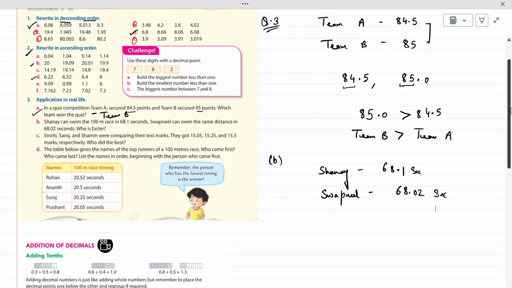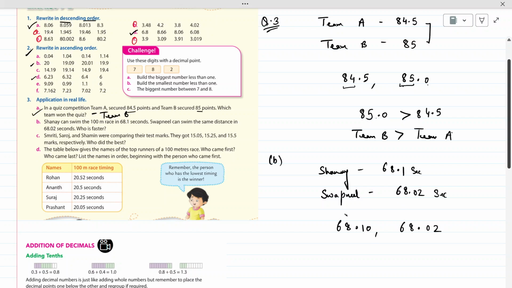So for that, we will see that the person who has swum in the less time is faster, right? Who has taken less time. So we have to find which is smaller among these two. So when we see both of these numbers, 68.1 and 68.02, let us change them to like decimals first. So for that, it has two decimal places. I'm adding 0 here. Now both are like decimals.